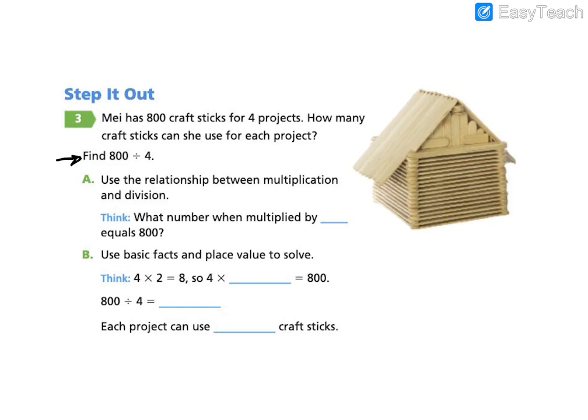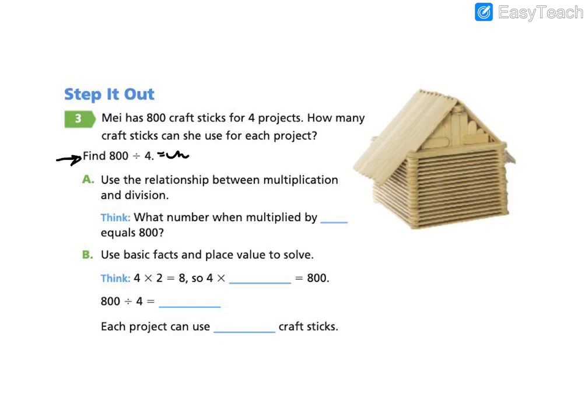So it's just giving us a lot of different strategies on how to solve problems using mental math when we can do that. So it gives us this little statement here to think. What number when multiplied by blank equals 800? It's asking us to fill in a section of our division problem, which is divided by 4. So basically what it's asking us to do is find the inverse operation.